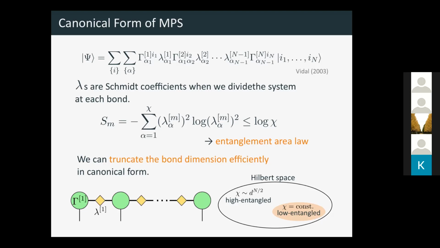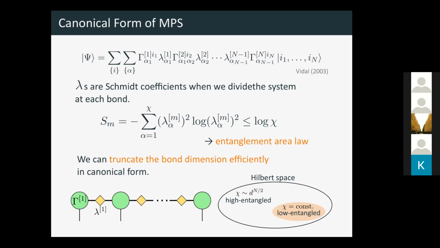And so if you cut the bond, the entanglement entropy is going to be minus the sum of lambda squared log lambda squared, which has an upper bound log chi, because the dimension of the matrix is bounded by chi. And this is actually the area law, because in 1D, the area is a single point and is a constant.